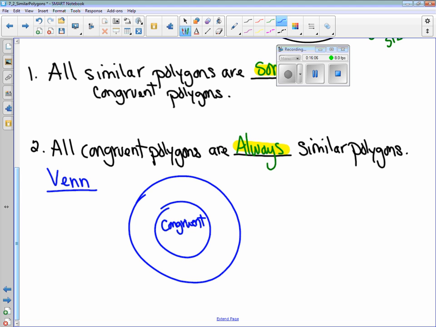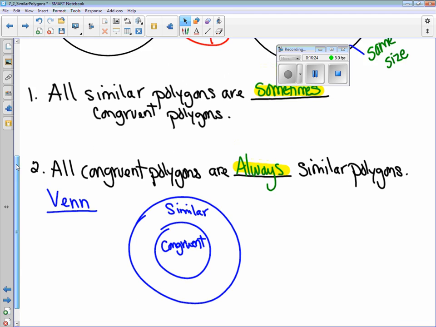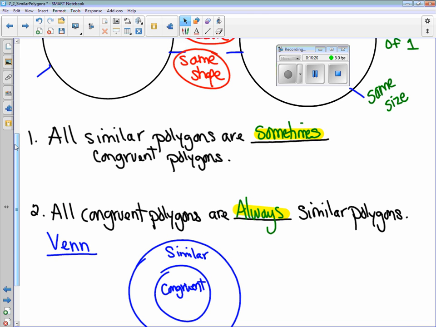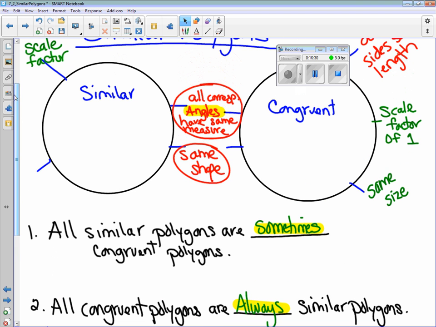All congruent polygons are similar. Would you agree with that? But not all similar are congruent. I could have a scale factor of 3, one three times as big as the other. That would be out here, wouldn't it? So it's possible. That would be the Venn diagram that shows it. Very good.